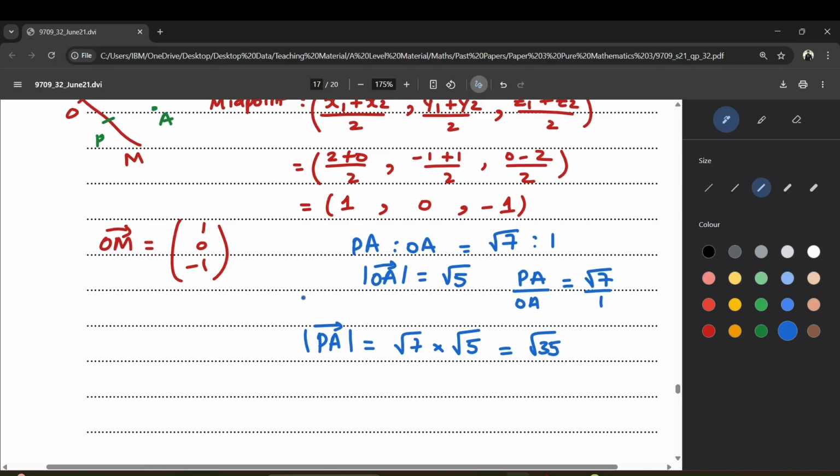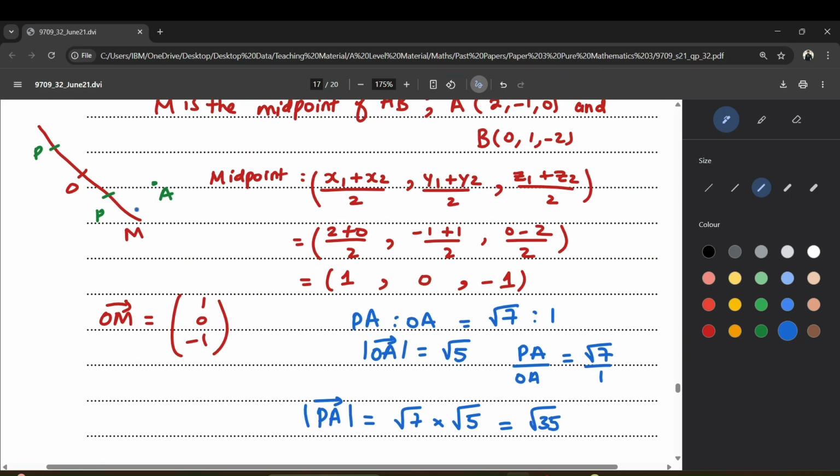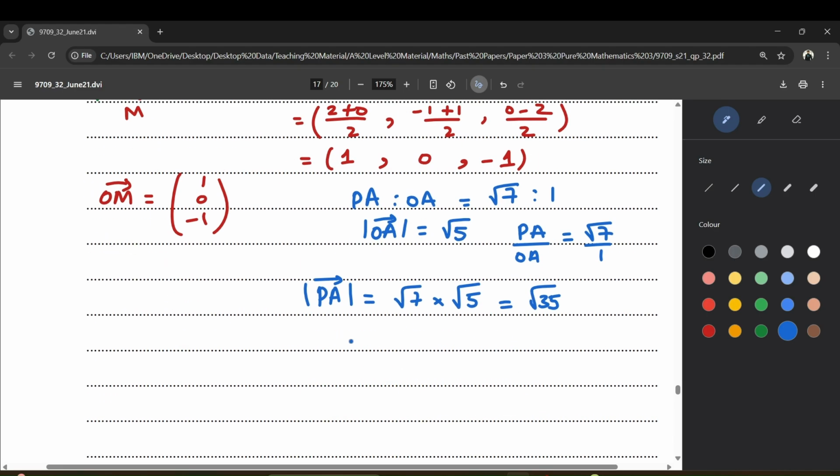Now you need to realize something, because P lies on this line OM, right? So back in IGCSE or O-level mathematics, you studied about scalar multiples. If a line is parallel to another line, then that is a scalar multiple of that line. So what do I mean by that? Let me write this down. Since P lies on OM, OP is a scalar multiple of OM.